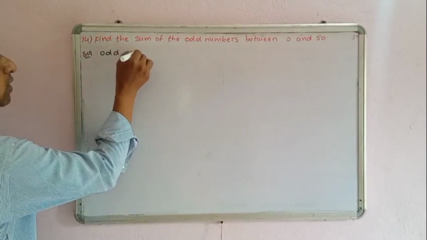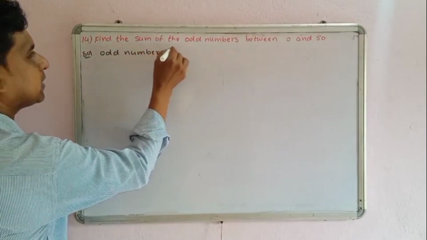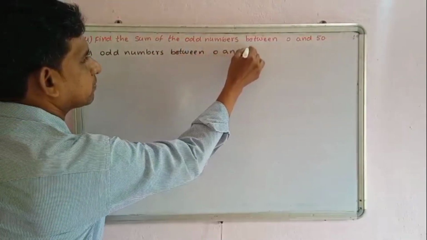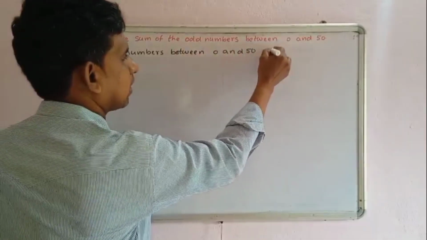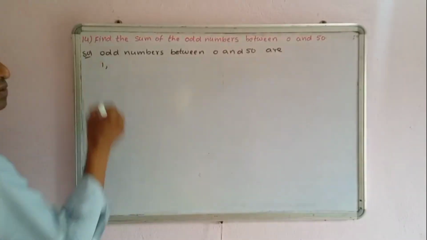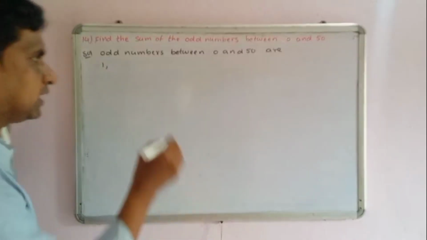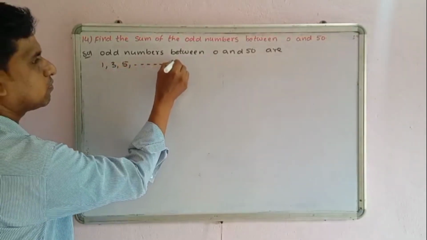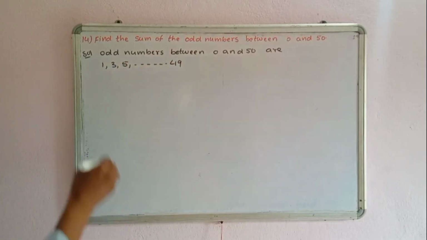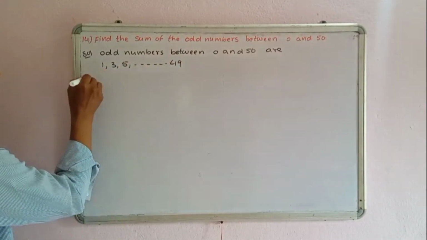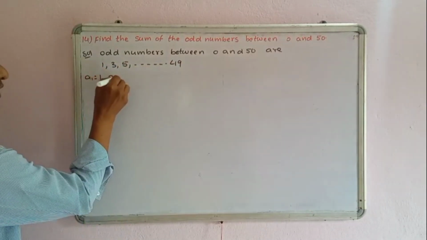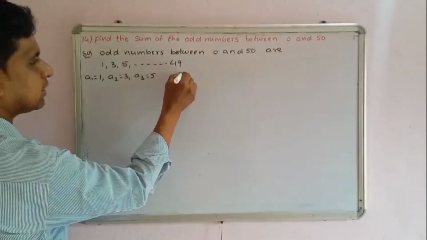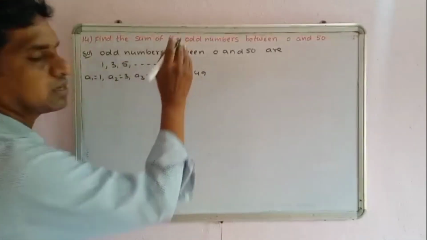Odd numbers between 0 and 50 are 1. First number is 1. What is the next number? 3. Next number is 5. So on, 49. Okay. So here a1, the first term, is 1. a2 is 3. a3 is 5. an is 49. I don't know which number it is.